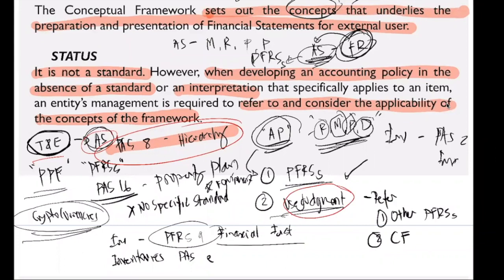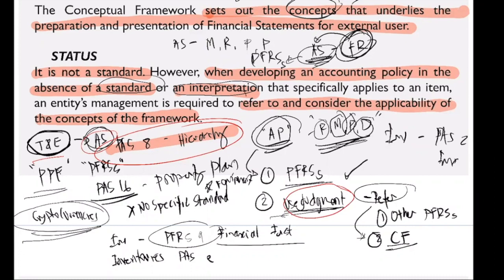In using your judgment, what do we apply again? Your other PFRSs. But after exhausting all of your accounting standards or your interpretations, there's still nothing that can apply to that particular transaction or event. What do we use now? Your conceptual framework. So what is the use actually of the conceptual framework? It is only in a supporting role. What we really apply is your accounting standards. So when do we use your conceptual framework? Only if there is no standard that applies. You refer to and consider your conceptual framework. So in using your judgment, refer to the conceptual framework.